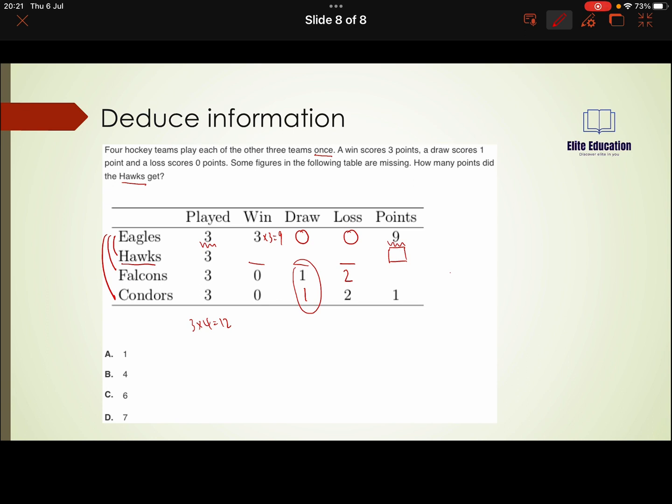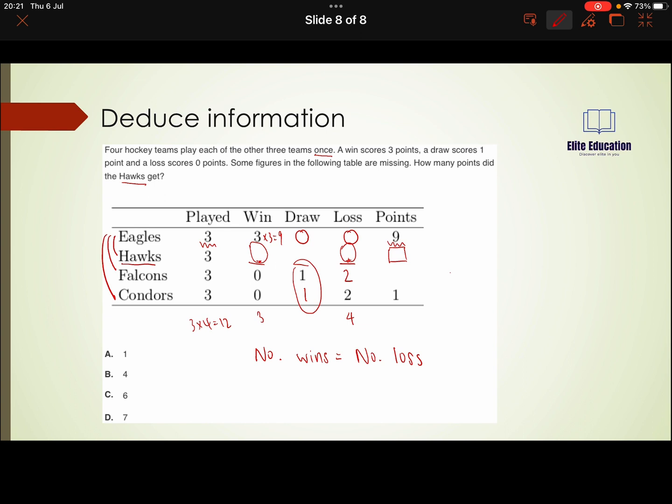Now, this is the part where we need to use some background information. If you have attended Rex class before, you would know that the number of wins must equal the number of losses. And right now, the number of wins is 3 and the number of losses is 4, which means that this number over here must be 1 more than the number over here.